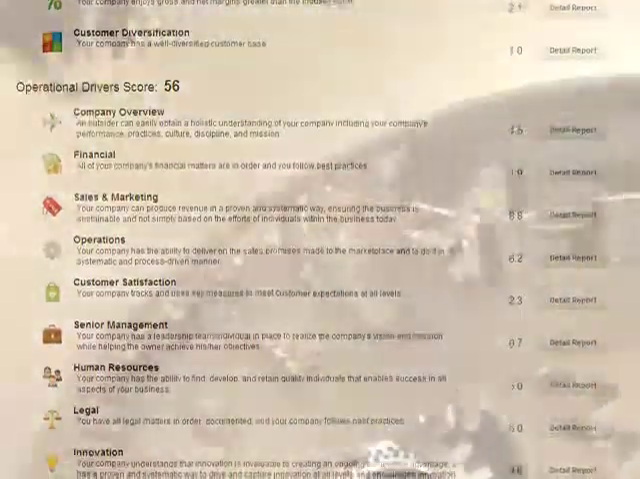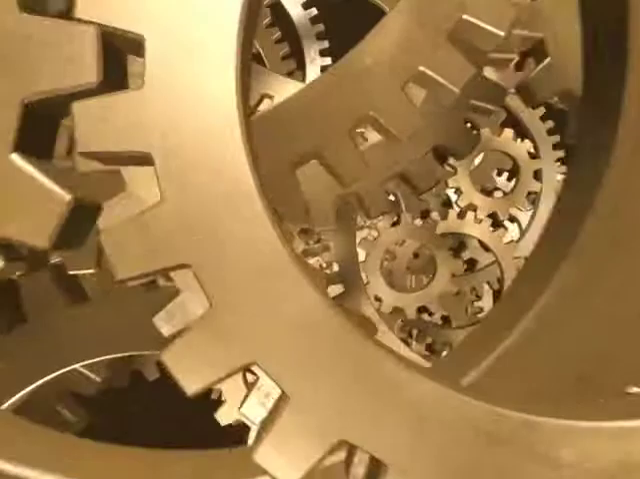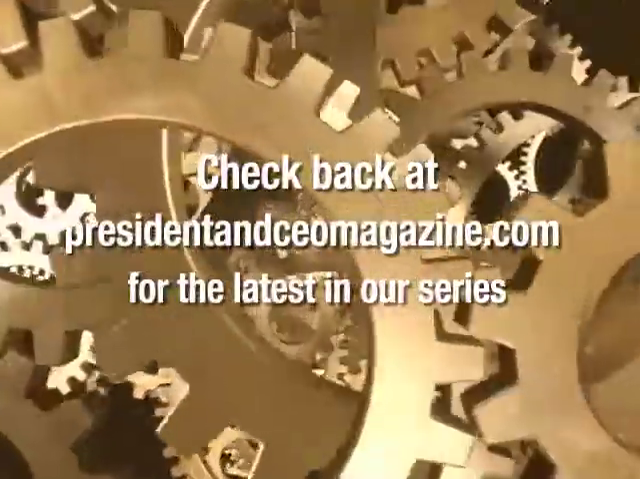In Part 4 of our discussion with Chuck, we'll discuss in detail how CoreValue can enable middle market owners to identify and address special gaps in their operations that may hinder their sustainability and transferability.